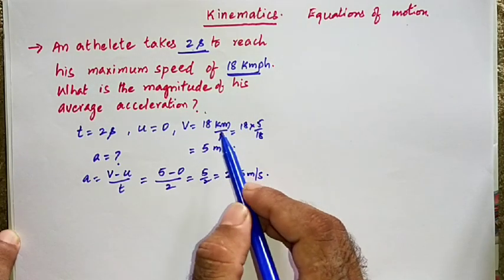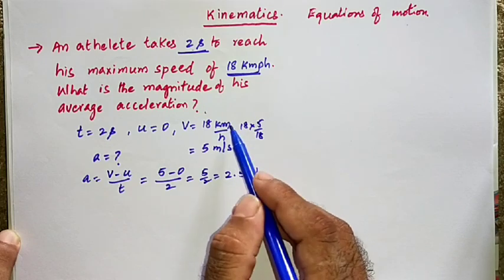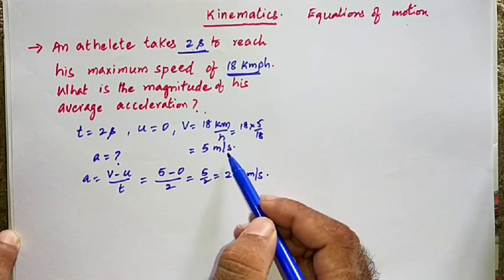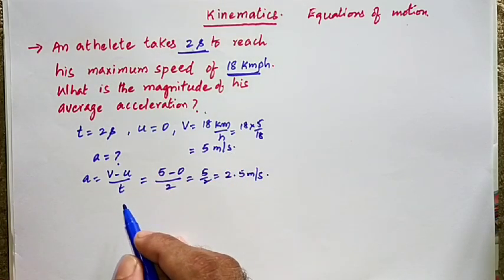Understood? So the given data is not in same system of units. See, it is in kilometer per hour, it is in second. That's why I have converted this. Understood? This is the first one.